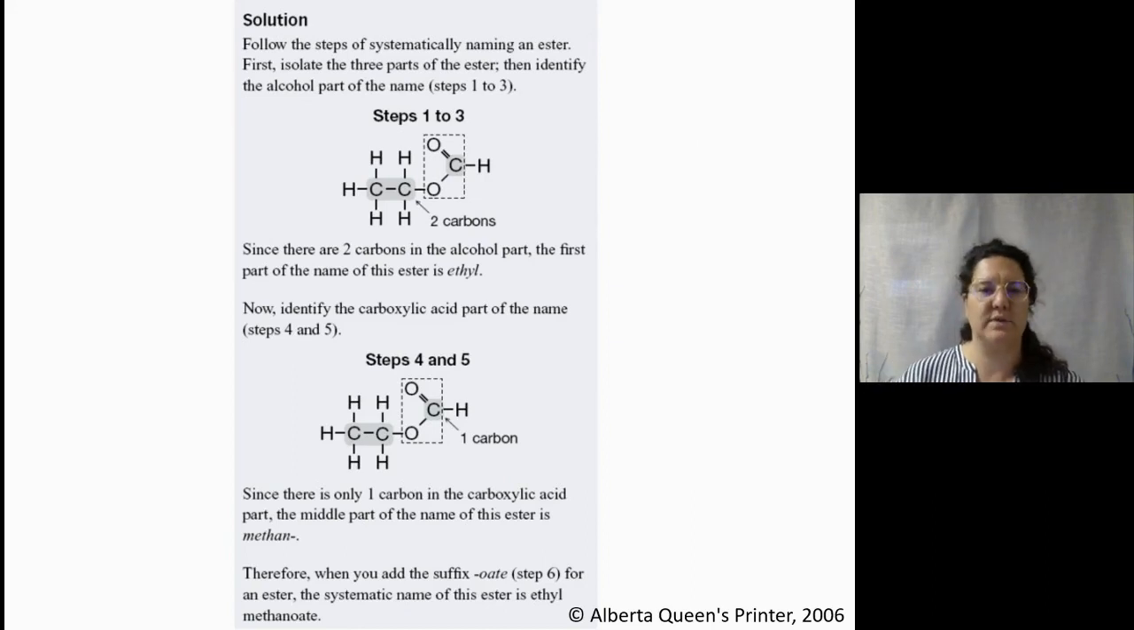So we want to use the systematic naming of an ester. We have to identify the three parts: our original alcohol, our original carboxylic acid, and then the ending oate. Okay, so the name of this ester is ethyl methanoate. And again, we don't have to put any numbers into here to identify where the bond is between the two different carbons. So just ethyl methanoate.